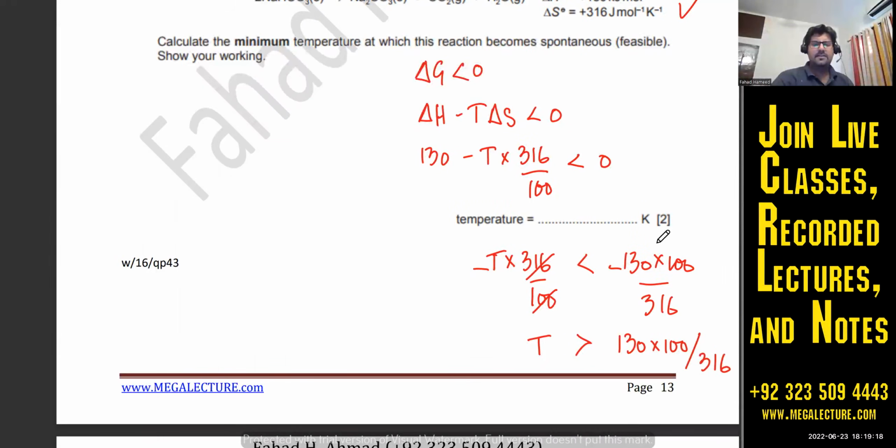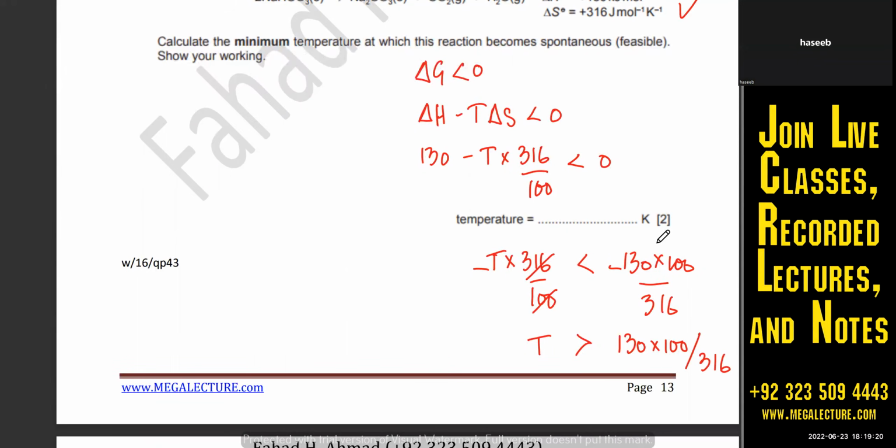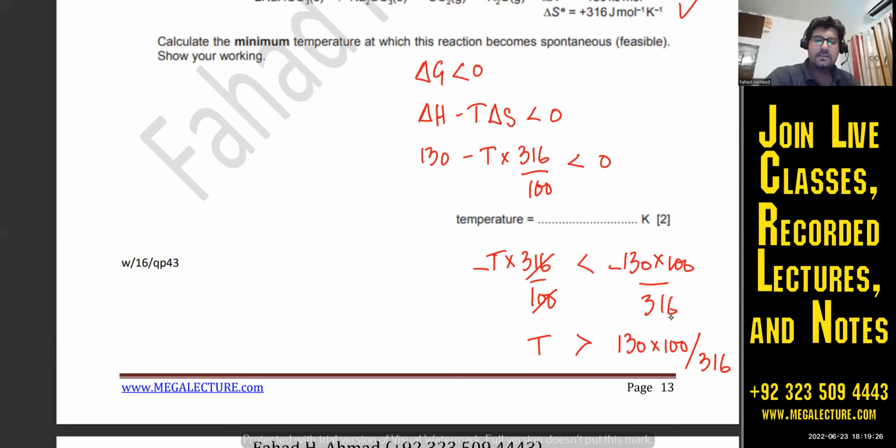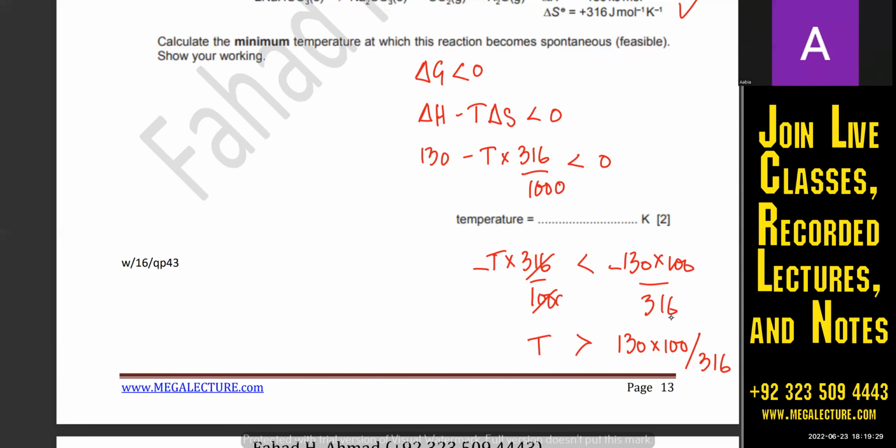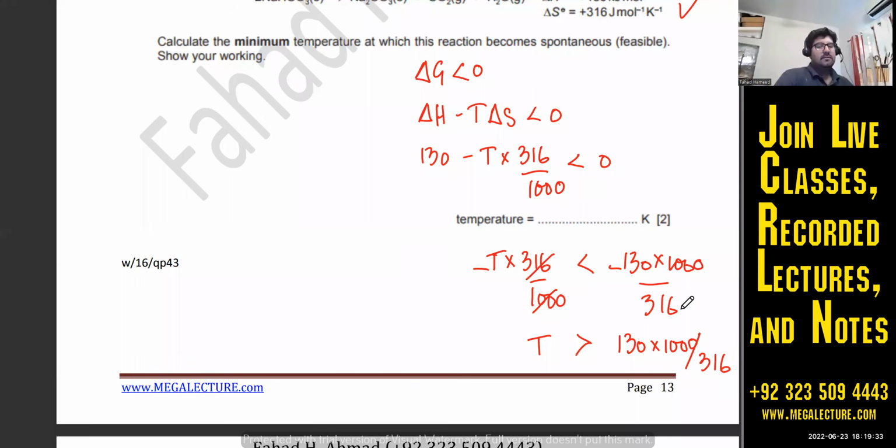This one, give me the answer to this as well. Sir, is it divided by 100 or 1000? It must be 1000, I think. 1000, yes. Okay. What do you get for this?